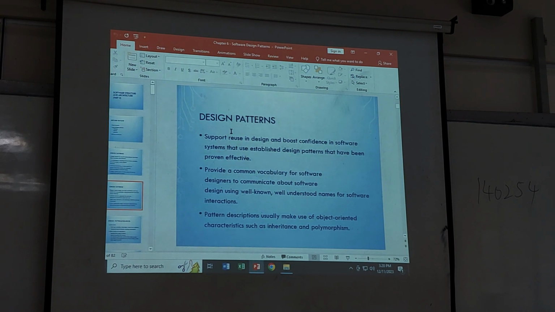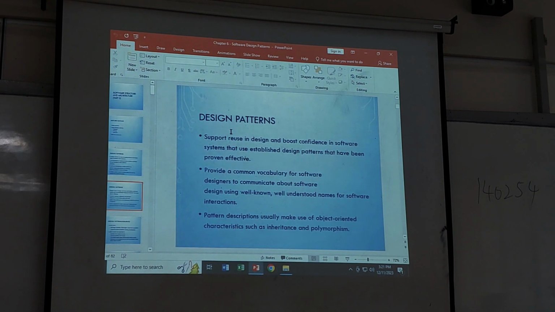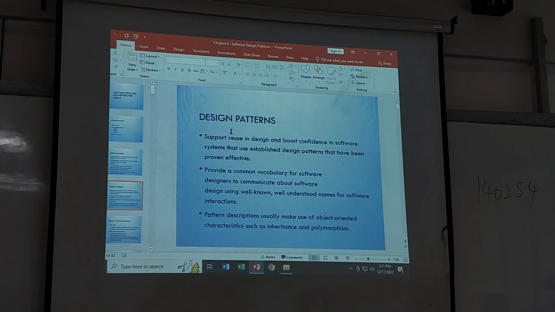They also provide a common vocabulary for the group of software designers to understand and to communicate on how the software interaction is, how the objects or the classes interact, how the object is being created, how the object or the classes are being formed in the structure.